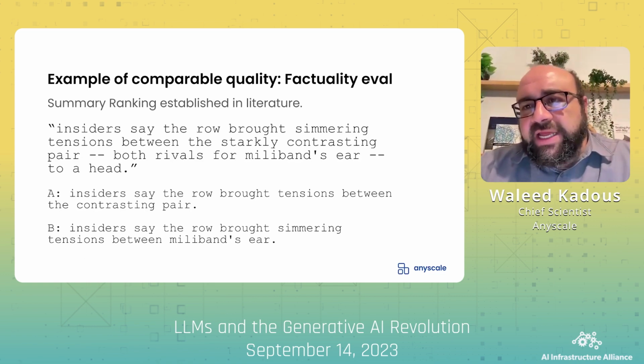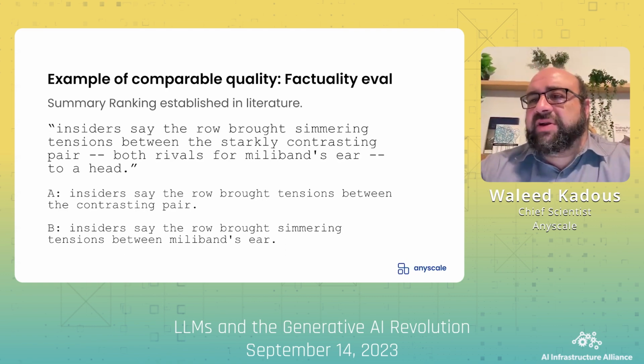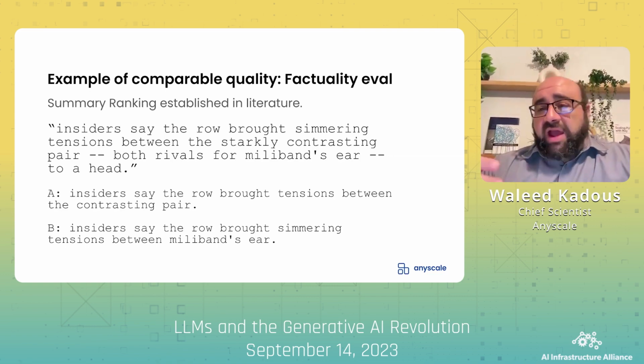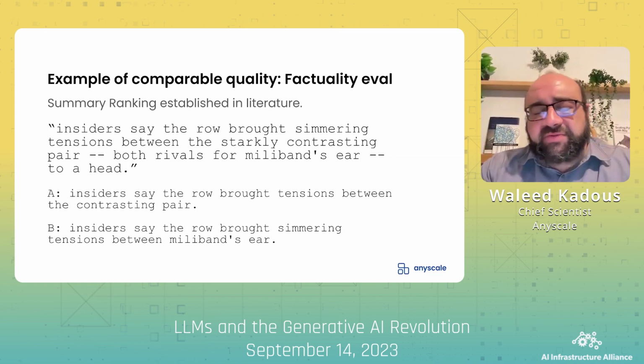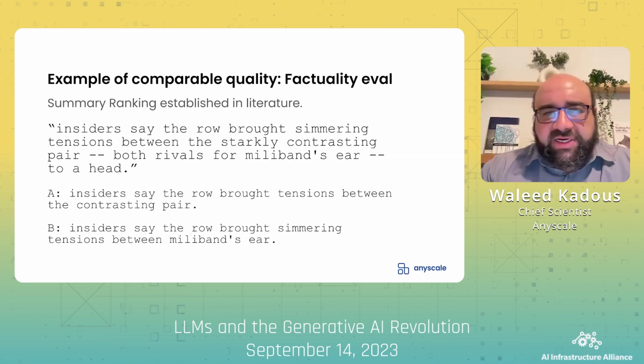So knowing that your LLM is capturing information factually when it gives you that summary is a really key way to do it. And summary ranking is an established way in the literature to measure that. So what we do when we're doing this evaluation of factuality is, imagine you have an article from a newspaper that says something about simmering tensions between 2 politicians. And I tell you, there's summary A and summary B. And you have to tell which of summary A or summary B is the correct one.